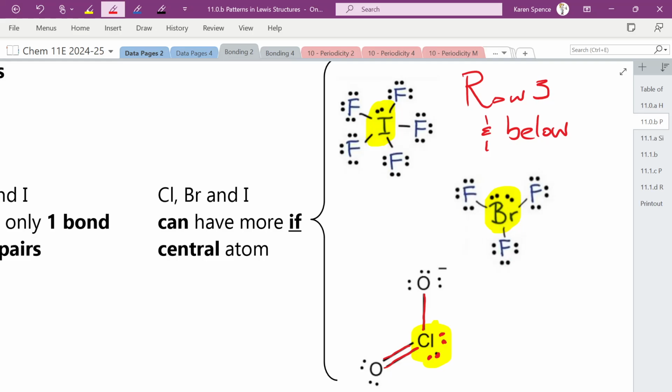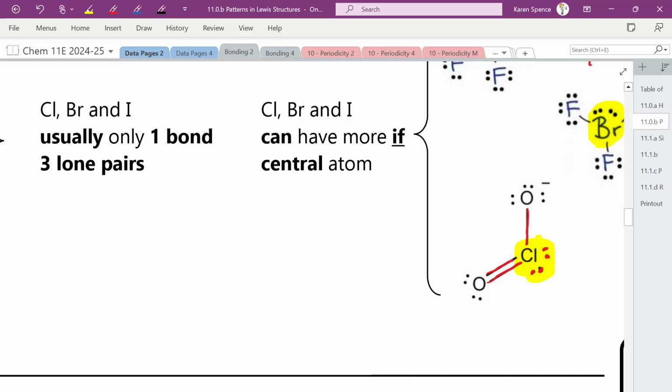Beryllium, I don't know. I've never seen it. It's usually bonding with fluorine or hydrogen, so maybe that's why.